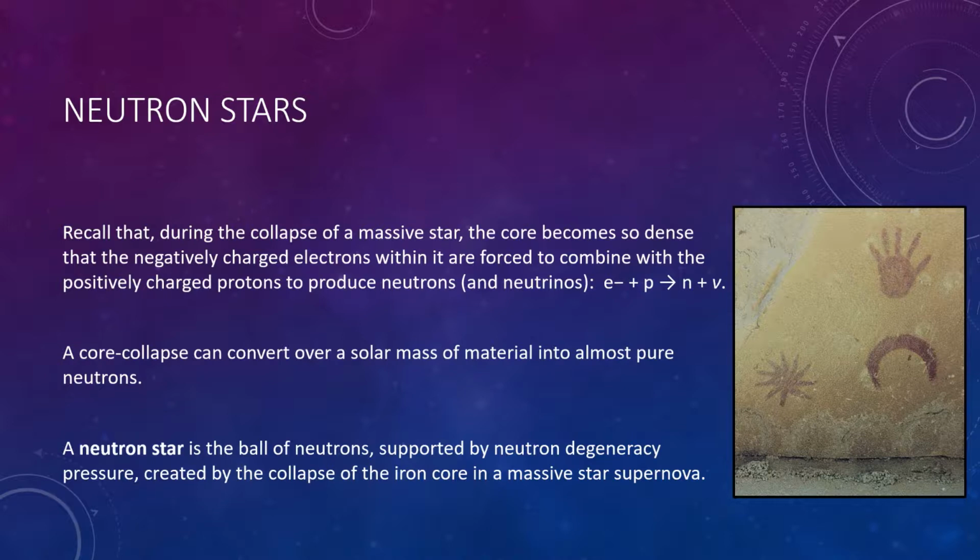Far from being a rare transformation, a core collapse can convert over a solar mass of material into pure neutrons. A neutron star is the ball of neutrons supported by neutron degeneracy pressure, created by the collapse of an iron core in a massive supernova explosion. Recall that white dwarfs are supported by degenerate electron pressure, and by a similar effect, neutron stars are supported against further gravitational collapse by degenerate neutron pressure.